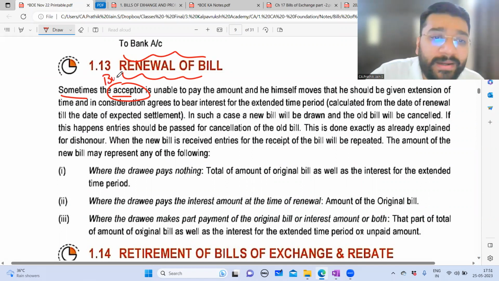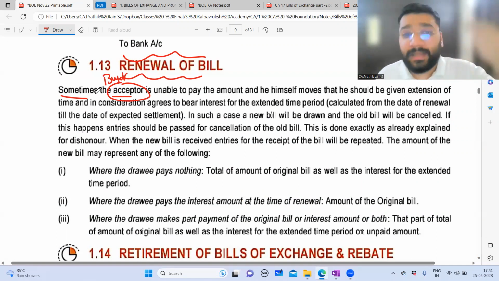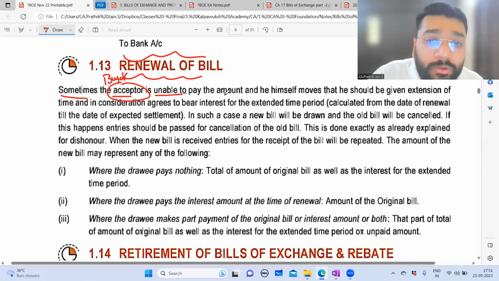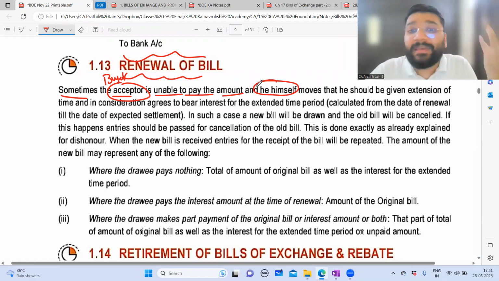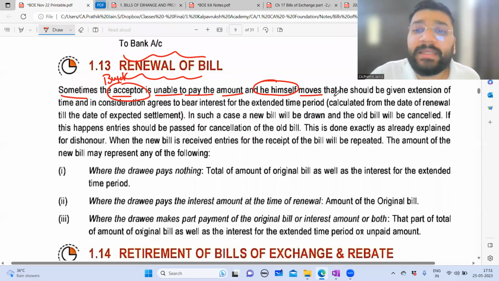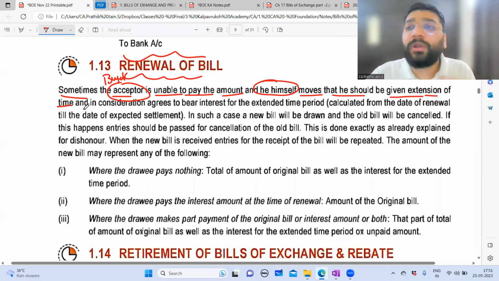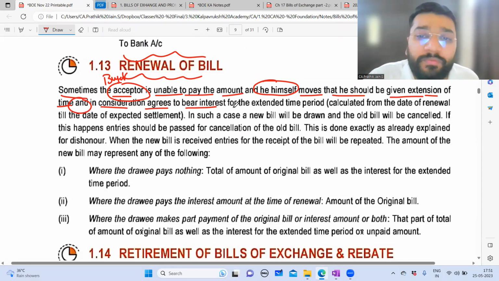Buyer. The buyer does the acceptance. Sometimes the buyer, the customer, is unable to pay the amount, and he himself voluntarily goes to the seller and tells him that he should be given an extension of time. He asks for an extension of time, and in consideration agrees to bear the interest for the extended time period. Now this concept I need to explain.